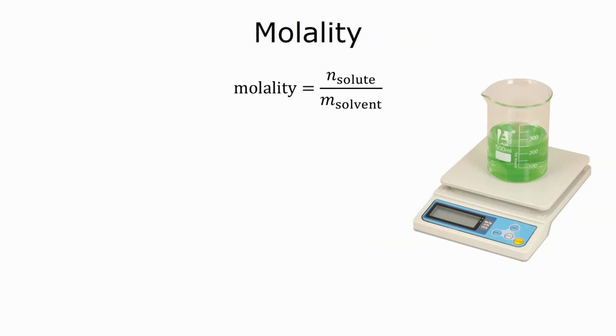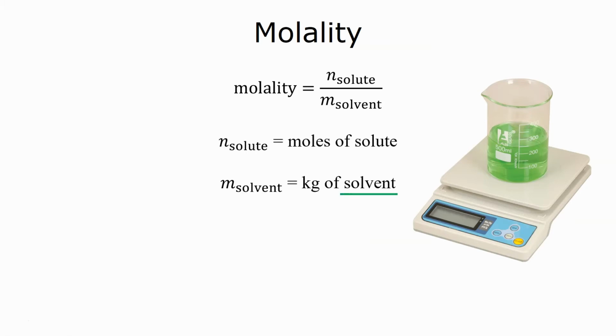On the other hand, molality is moles of solute over mass of solvent, or more specifically, kilograms of solvent. Now, molality is very important because it does not vary with temperature, and it is very useful for calculations involving colligative properties.